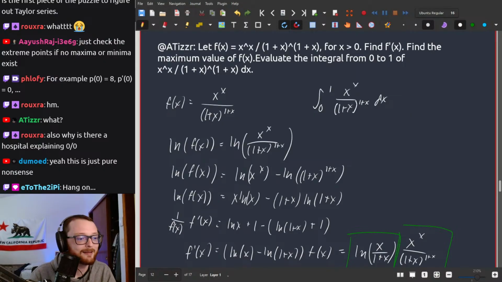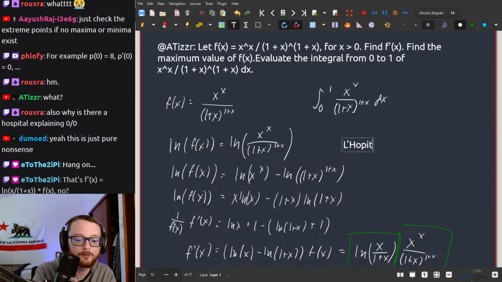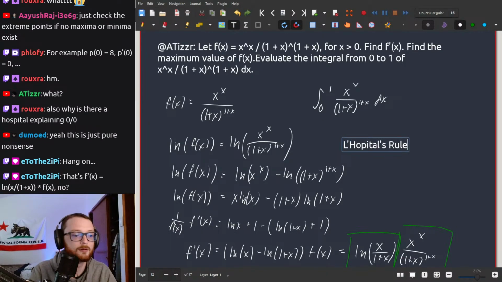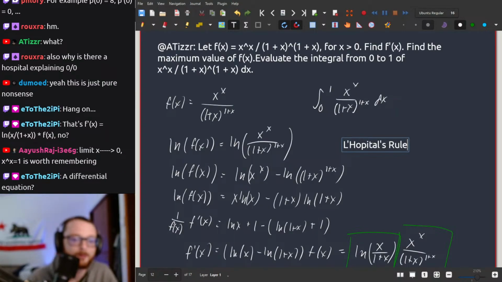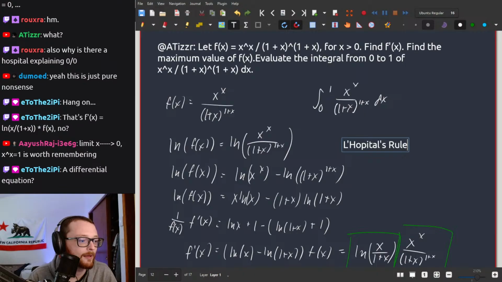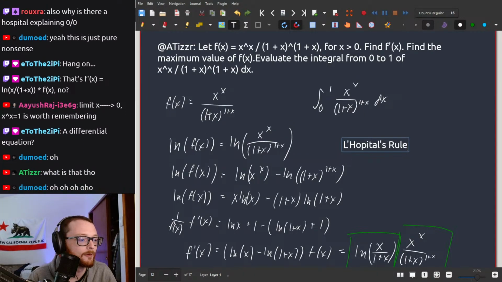No, it's something that you'll probably learn about soon. It's called L'Hopital. It's a helpful trick for evaluating limits. And so I guess we should get like 1/1, basically.